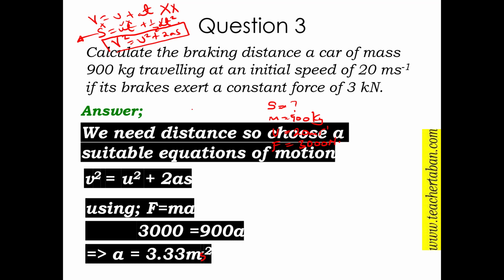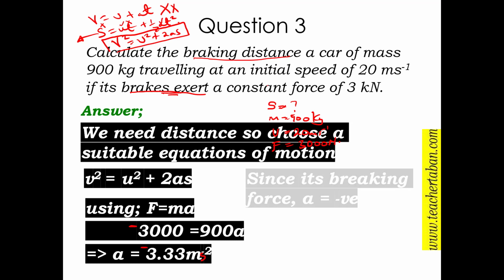And recall that this is braking force. It is the braking force, meaning that our acceleration is actually going to be equal to a negative. The force is negative, the acceleration is negative as well. It is decelerating. So after having got the acceleration, then from our equation v squared is equal to u squared plus 2as, if the braking distance is what we're looking for, then we're going to assume that the final velocity is 0.